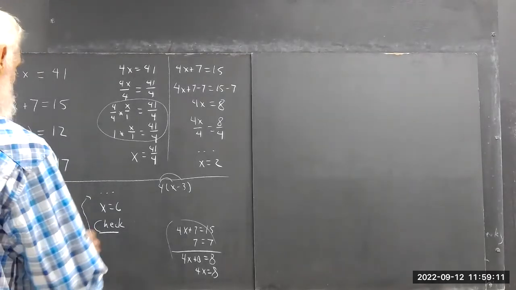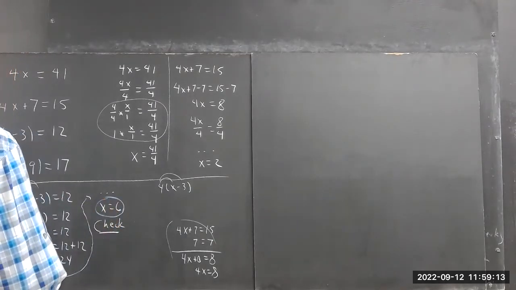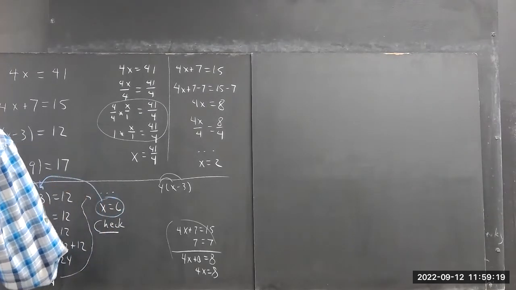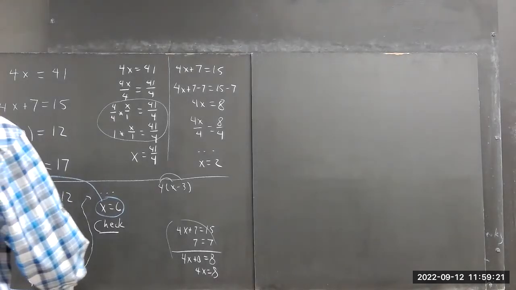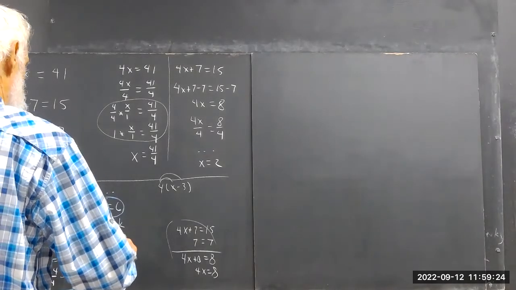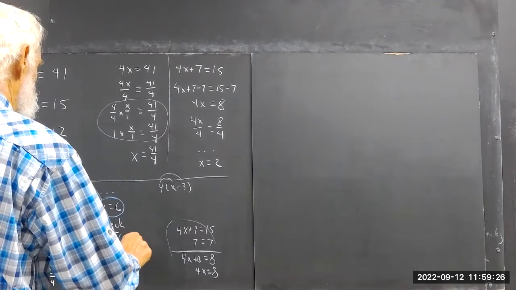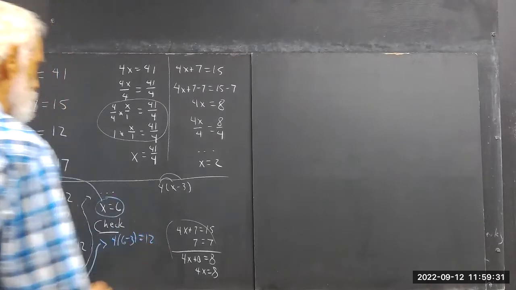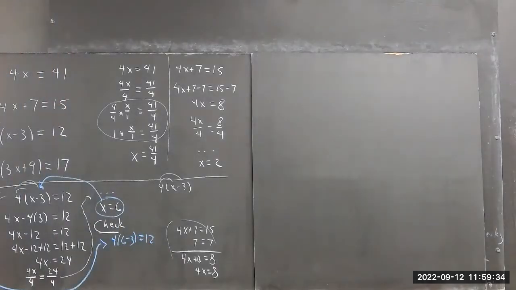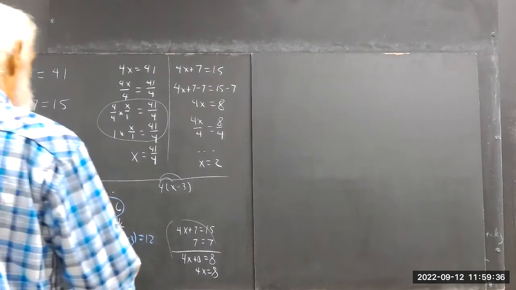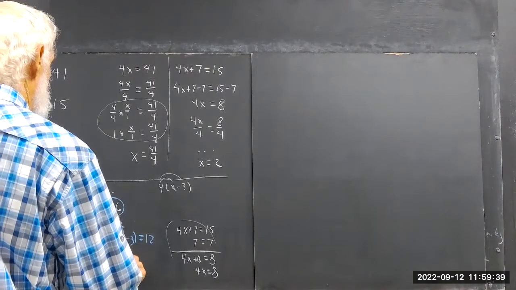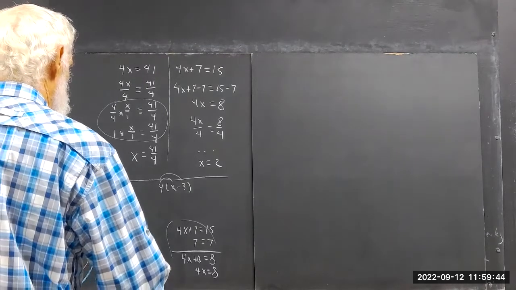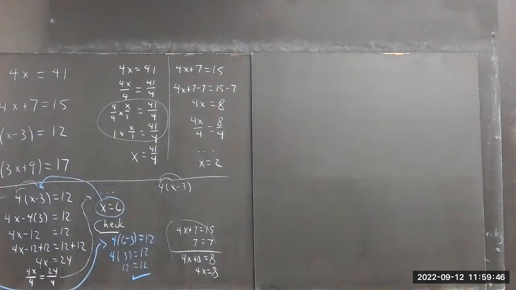How do we check? We plug x minus 6 over here where x is. That gives us 4 times 6 minus 3 equals 12. Well, that's 4 times 3 equals 12. 12 equals 12, so I put a check mark on it. I know I did it right.